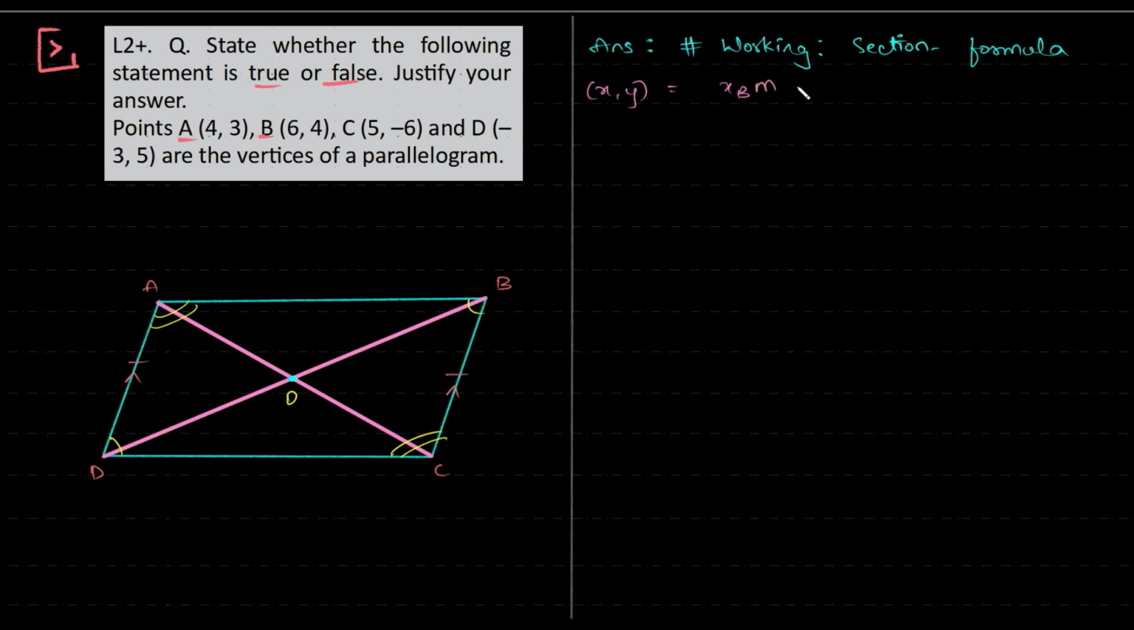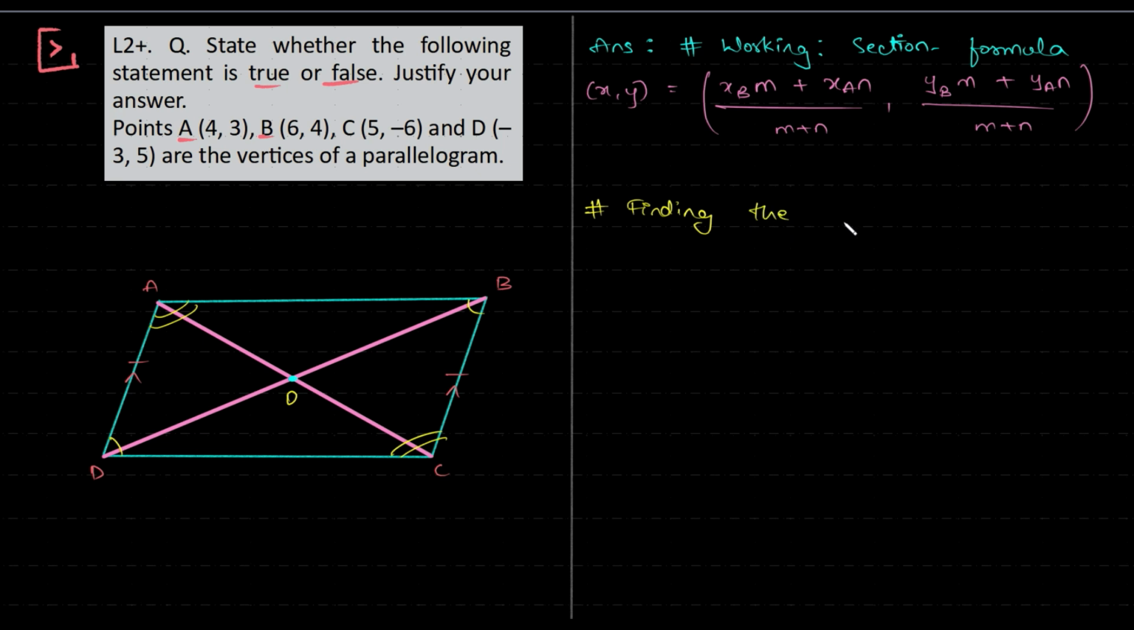So we have (xb into m plus xa into n) divided by m plus n, and (yb into m plus ya into n) divided by m plus n, close the bracket. And then we have finding the midpoint. So we just have to find the midpoint of AC and BD and we are done. So here we have m is to n equal to 1 is to 1.